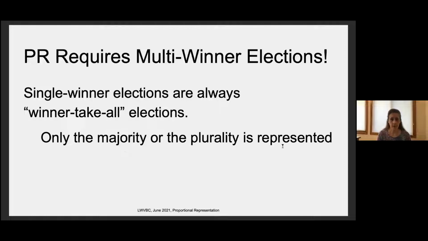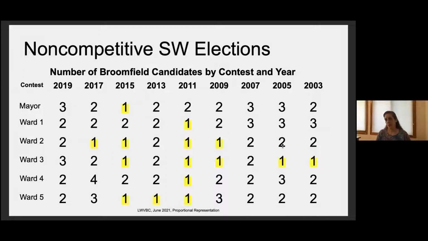Because single winner elections are always winner take all. Only the majority or the plurality gets the one seat. It doesn't matter if that one seat is won by 51% or 99%, the outcome is the same. And so single winner districts are not a good way to get proportional representation. And I want to show you some actual examples of this. So one of the ways that it's not a good way to get proportional representation is that you just end up with extremely non-competitive elections a lot of times.